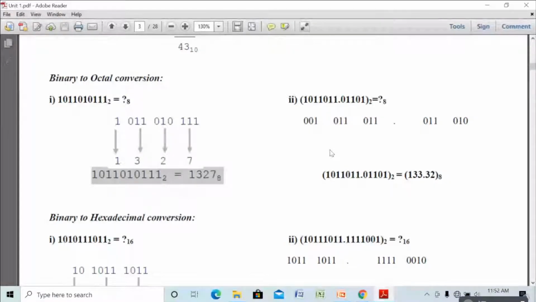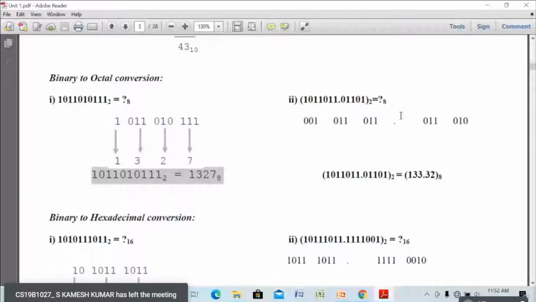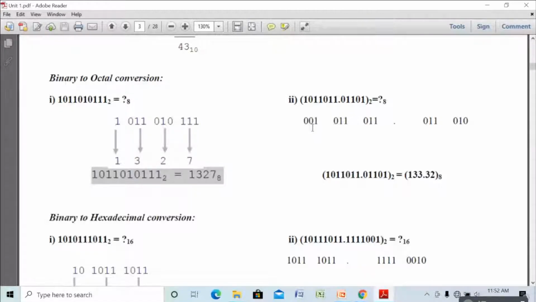In this example also we have to separate the numbers in 3 digits. Here we have to separate from left to right after the point. So 0, 1, 1, 0, 1. We have to represent this number after the decimal point. So this is 1, this is 3, this is 3.32. So is it clear?